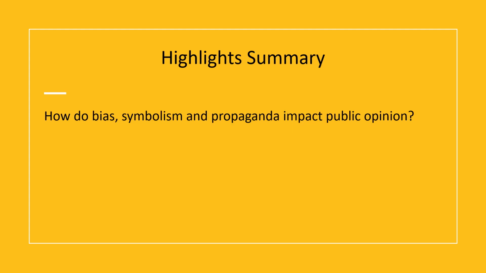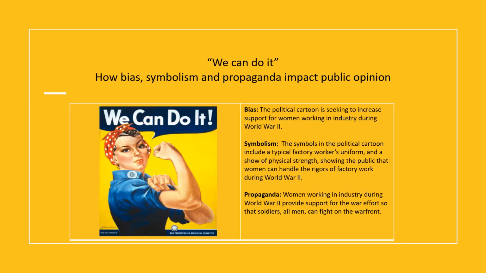How do bias and symbolism and propaganda impact public opinion? We're going to be focusing our attention on the poster that you see on the screen. And we're going to be using this one poster to focus on how bias, symbolism, and propaganda impact public opinion. First, we see a cartoon bubble. "We can do it," with an exclamation point. What can we do? Who is we?